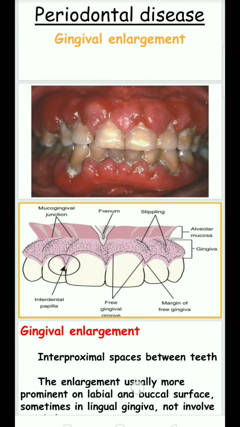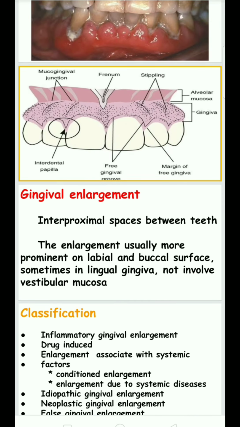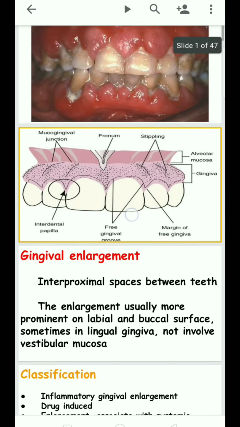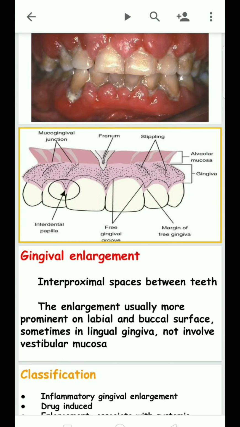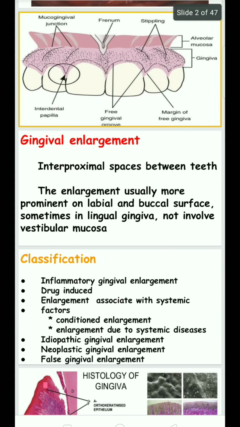free gingiva. The gingival enlargement is due to the interproximal space between the teeth. So this is the interproximal space, particularly the interdental papilla gets enlarged both labially and lingually. As a result, the gingiva gets enlarged due to accumulation of bacteria. Various factors lead to that enlargement of gingiva. That is classified based on the kind of factors.